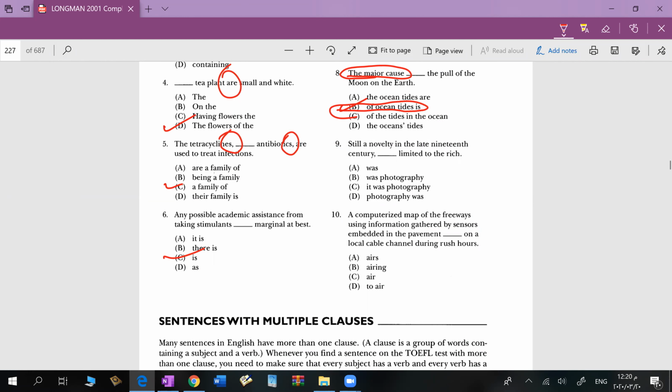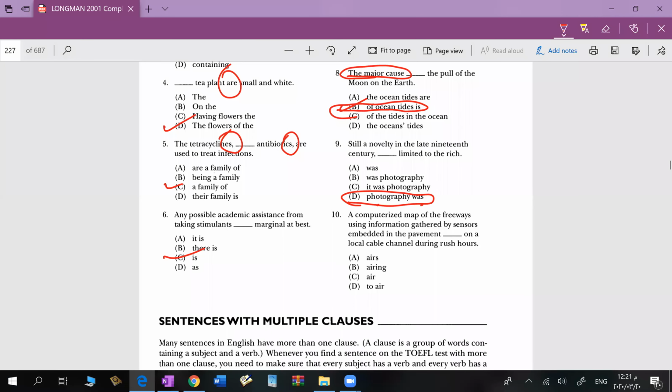Yes, clear. Okay. Still a novelty in the late 19th century, limited to the reach. I think it's C. Photography was limited. Photography is the subject. Was is the verb, and that's it.